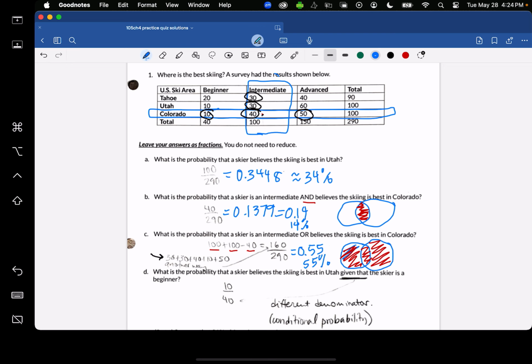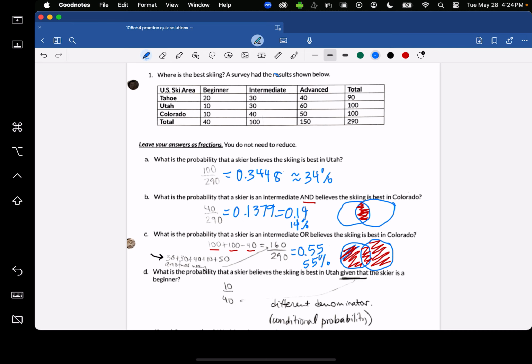Okay, and then this last question D: what is the probability that a skier believes the skiing is best in Utah given that the skier is a beginner? Given that the skier is a beginner. That means we're only looking at beginners. So I'm going to undo this marking. We're only looking at beginners in this case.